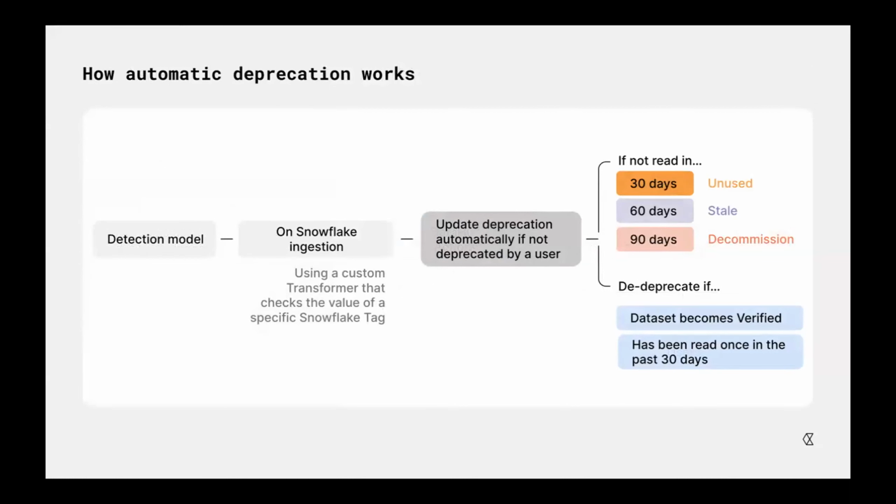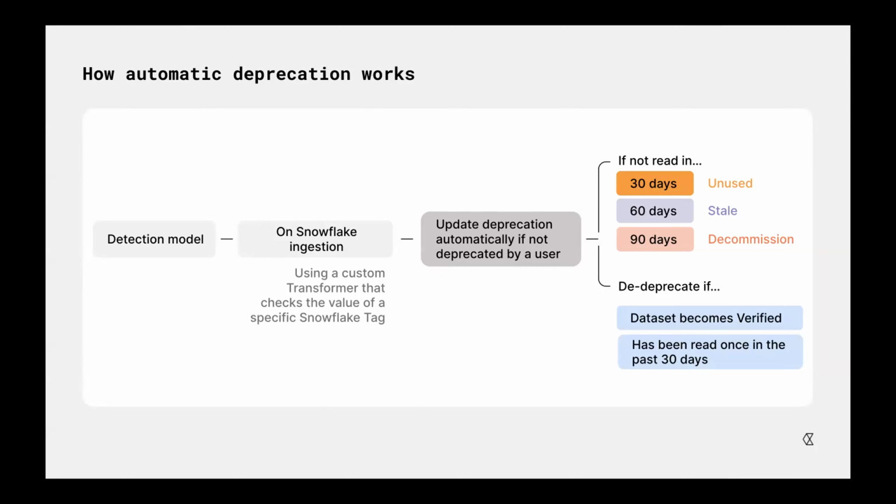So how does the automatic deprecation work? Essentially, we've built a detection model, and during a Snowflake ingestion, which we've hooked up into one of the DataHub ingestion transformers, a custom one that checks the value of a specific Snowflake tag, and depending on the value of that, we update the deprecation accordingly and automatically if it's not already been deprecated by the user. And the conditions when a data set needs to be deprecated.